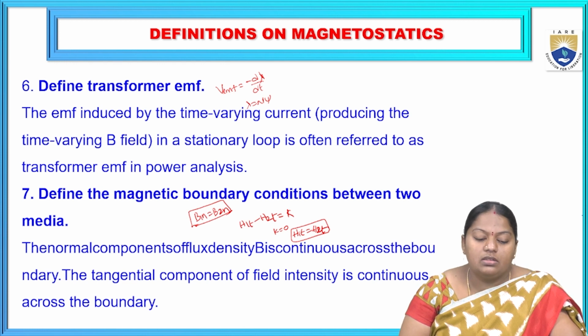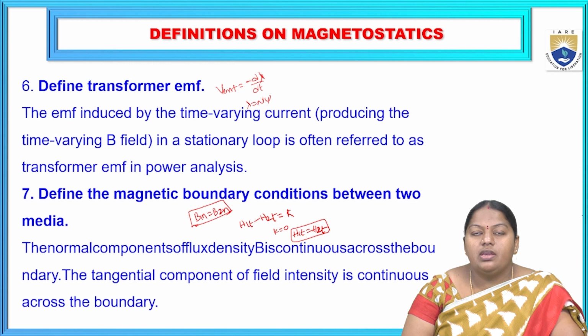According to this, in order to define the transformer EMF, we need to know first what actually Faraday's law is. From Faraday's law, we will define two types of EMFs: one is the stationary EMF, called transformer EMF, and the other is called moving EMF, that is motional EMF. In order to define the transformer EMF, we need to consider stationary loops.